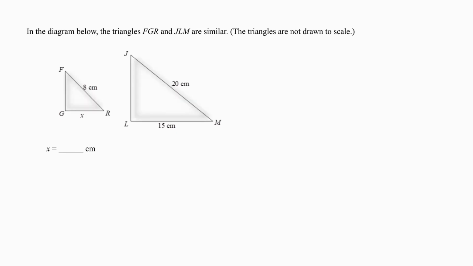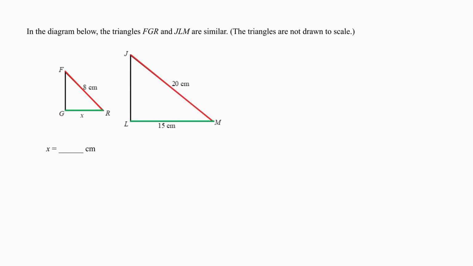Let's take a look at these two triangles. We are told they are similar, which is another way of saying they are the exact same shape, just different sizes. When triangles are similar, their sides stay in the exact same proportion. First, we need to find the sides that correspond to each other. Look at the positions. The slanted sides, also known as the hypotenuse, FR is 8 centimeters, matches with JM, which is 20 centimeters. The bottom sides, GR, which is x centimeters, matches with LM, which is 15 centimeters.